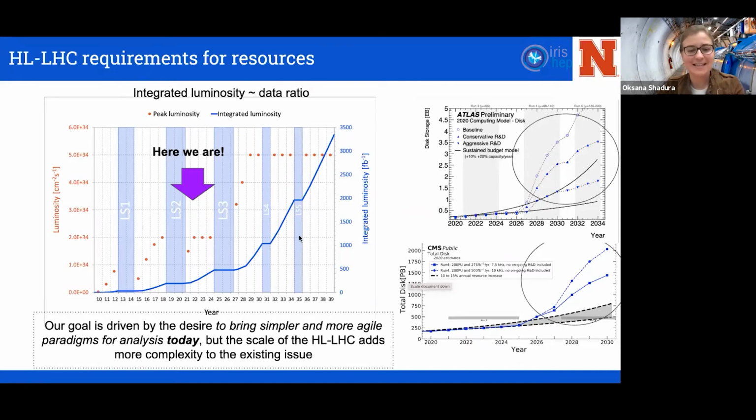But in 10 years, we expect to move to the so-called high luminosity LHC era, where we will collect significantly more data. So our goal is to make a simpler, more agile paradigm for analysis today if we can. But the problem is that the scale of data adds more complexity.